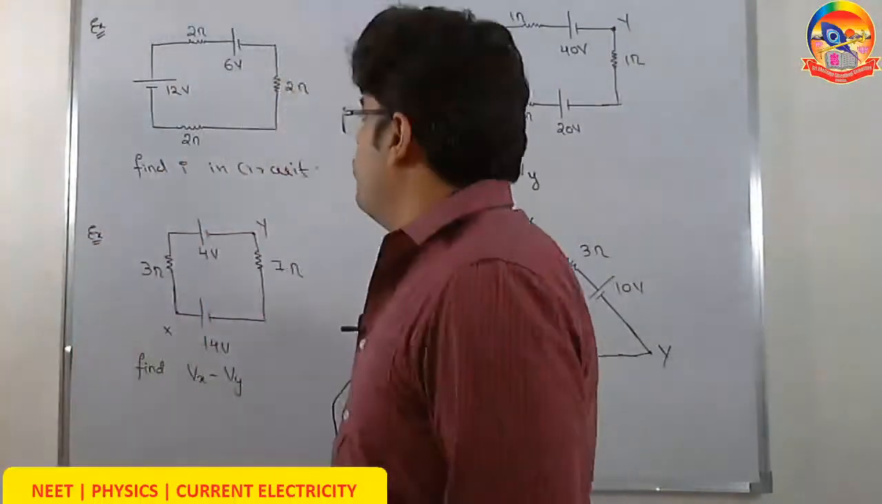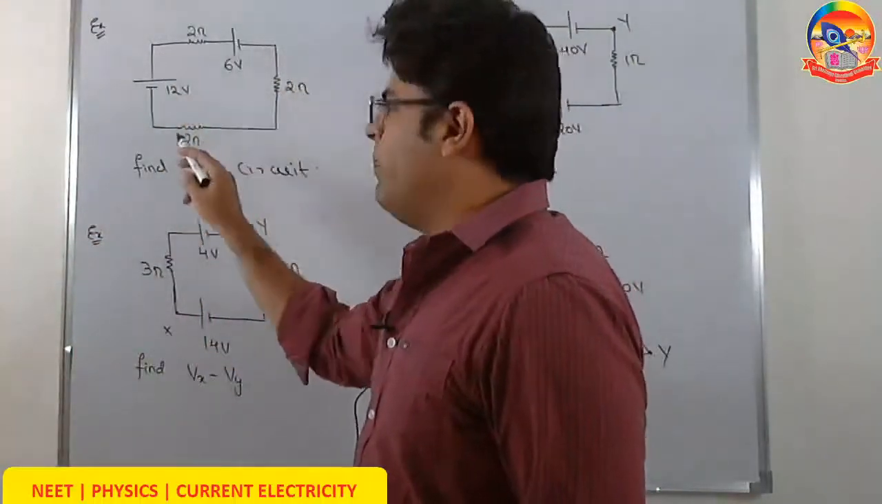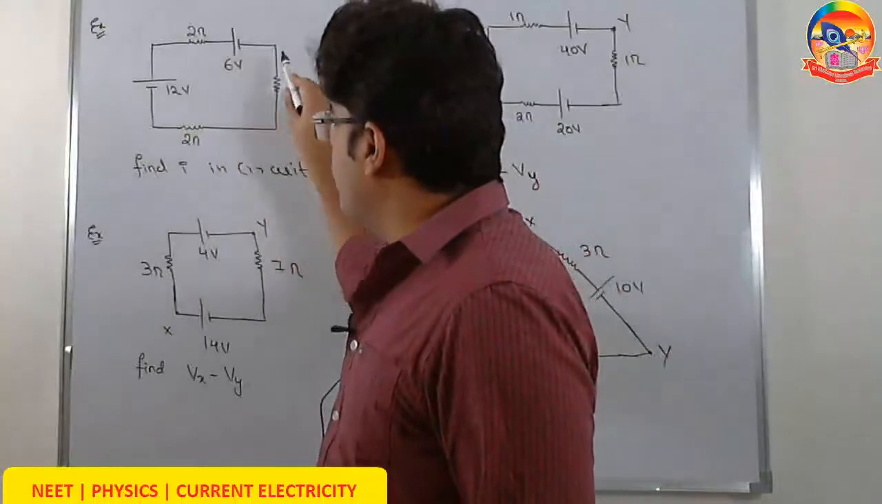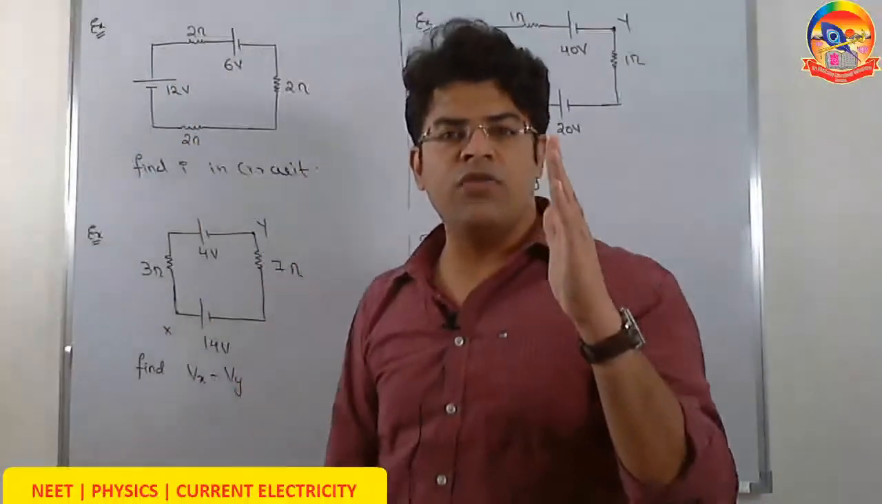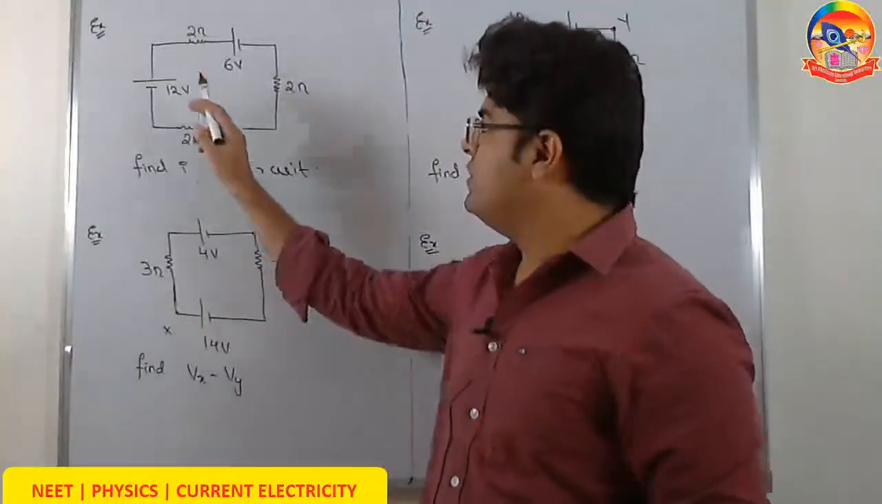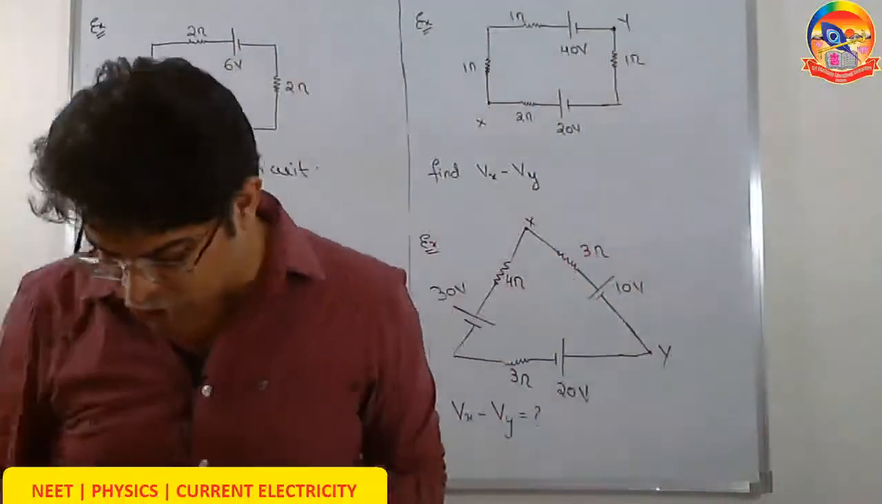First of all, you should know whether these resistances are in series or parallel. Since they are all part of one loop, the current flowing in all three resistances has to be the same. Since the current flowing through all three resistances has to be the same, these three resistances are in series. So now, how to solve?